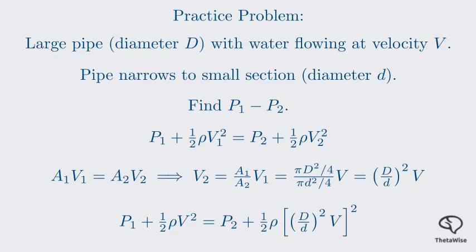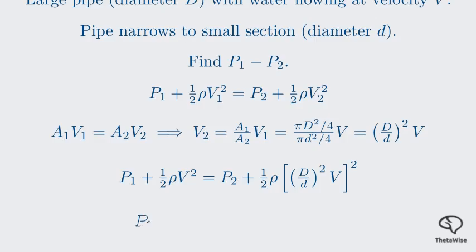Finally, we want the pressure difference, P1 minus P2. We rearrange the terms, and here is our solution. The pressure difference is proportional to the fluid density and the square of its original velocity. But the key factor is the ratio of the diameters. This makes perfect sense. The bigger the change in area, the bigger the change in velocity, and thus the bigger the pressure drop. By applying our secrets step by step, we've solved the problem.